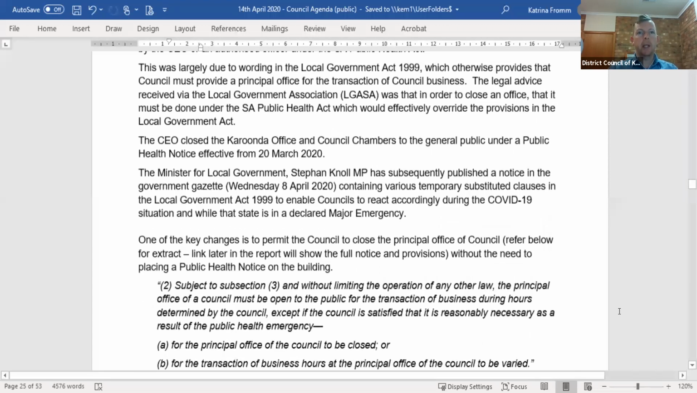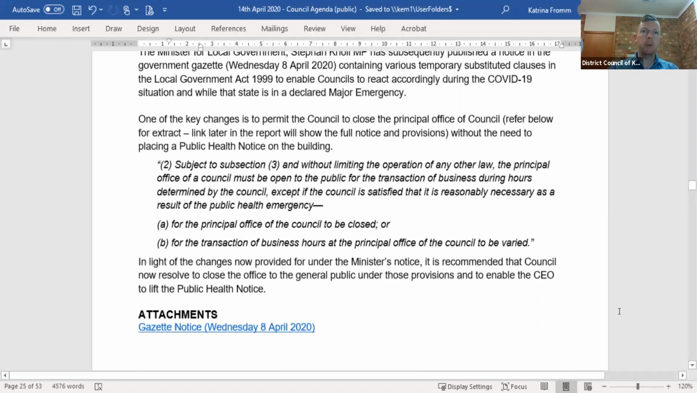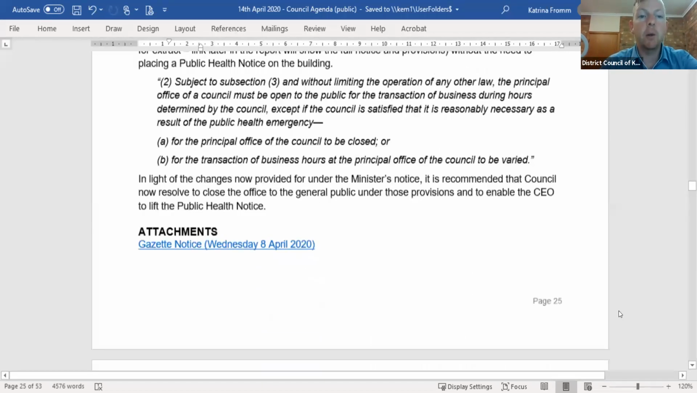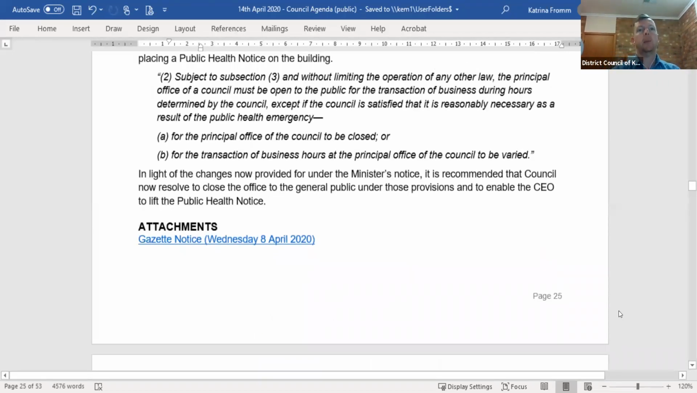And the second notice that he's published was on the 8th of April, which was Wednesday last week, in relation to closure of council's principal offices and still being able to make documents available for inspection and councils being able to conduct their business. I suspect that there will be more notices, and later this week or early next week, there'll be notices published in relation to budget timelines and processes, and we'll just deal with each one as they come up. This one in particular is to do with the wording in the Local Government Act.